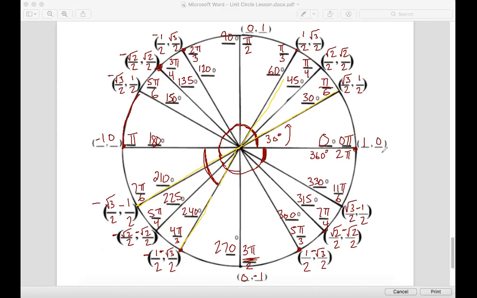Hopefully this helps. If you've never learned the unit circle before, especially at the beginning where I show you that the 45 degree is half of a square, the 30-60 is half of an equilateral triangle, and the values come from the Pythagorean Theorem. Hope you enjoyed this video.